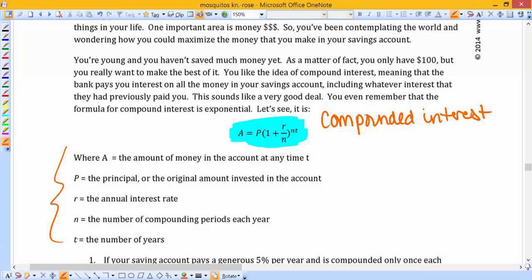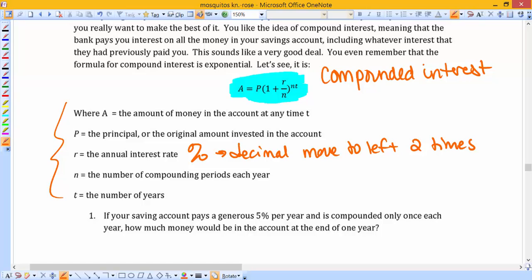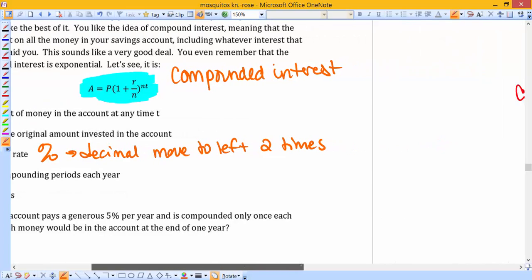So here you have what your different variables are representing. P is the principal, the starting amount. R is your interest rate. Your interest rate is usually given to you as a percent. So make sure you change this to a decimal, which means you have to move to the left 2 spaces. You have to move your decimal before you can plug it in. Here's the tricky part. T, number of years, that's easy. It's going to tell you that. But in the number of compounding periods each year, you will have to know, and you're going to want to write this down.